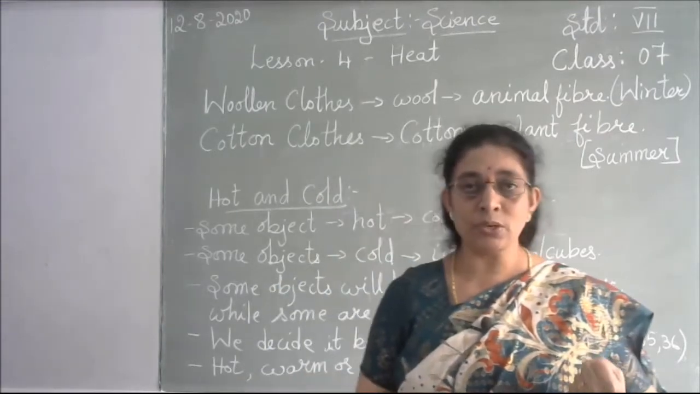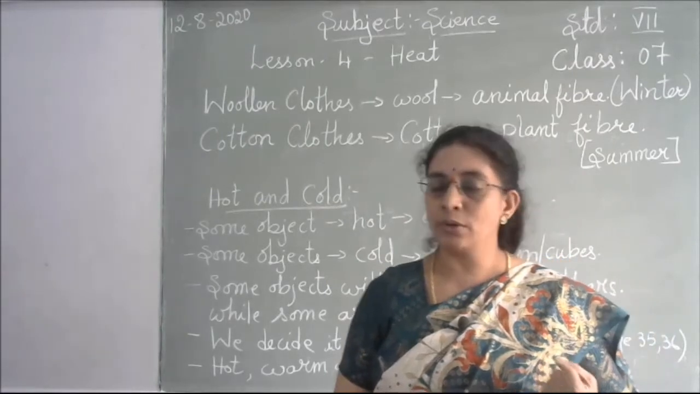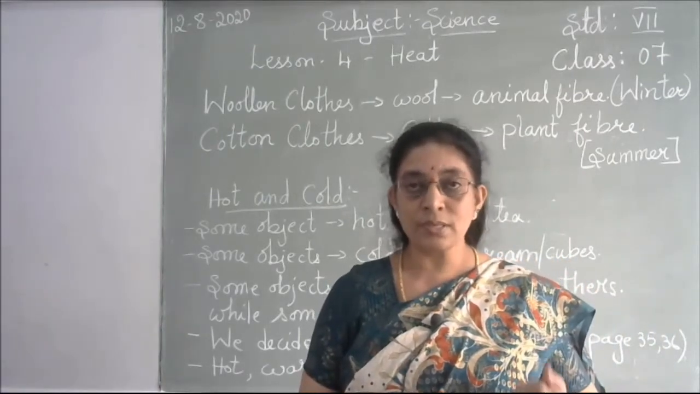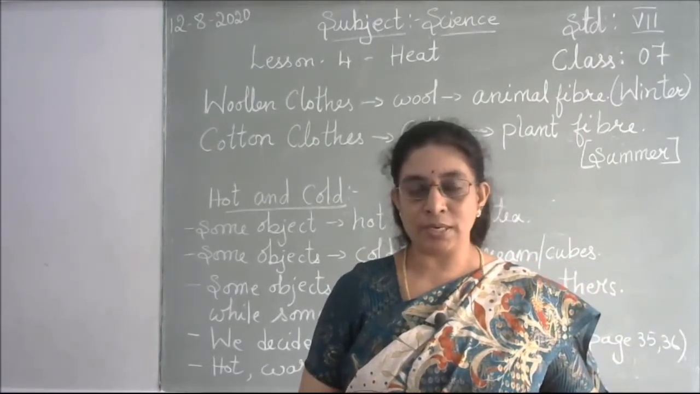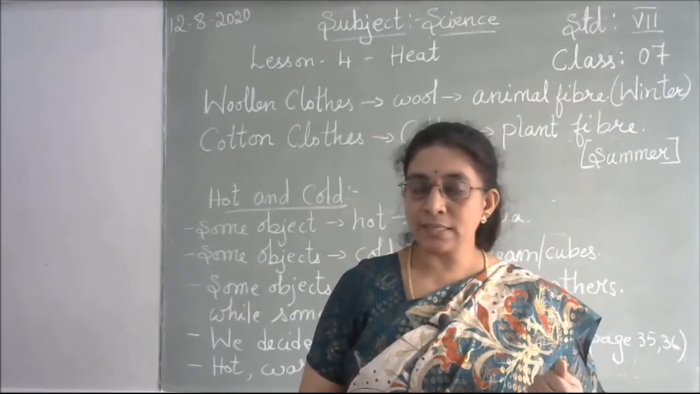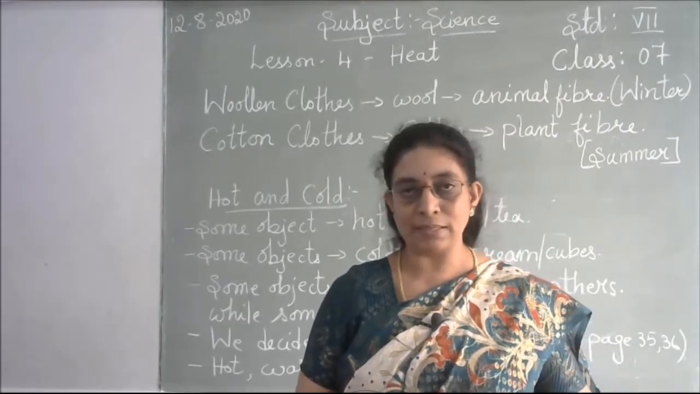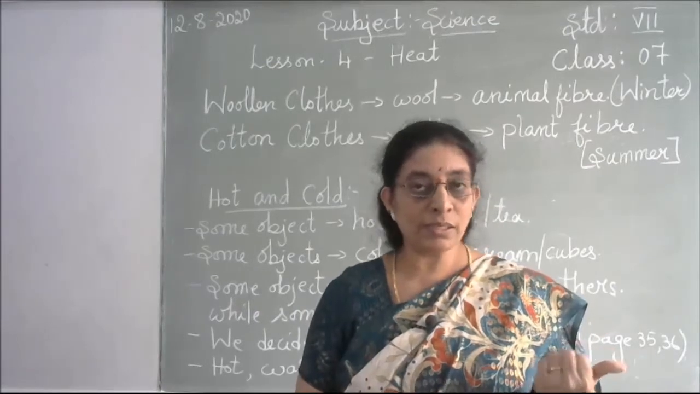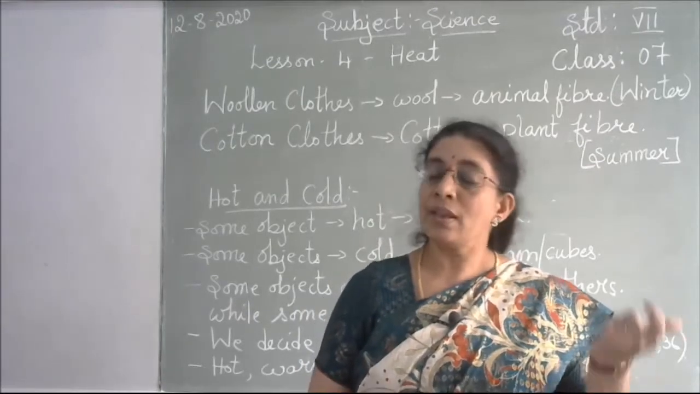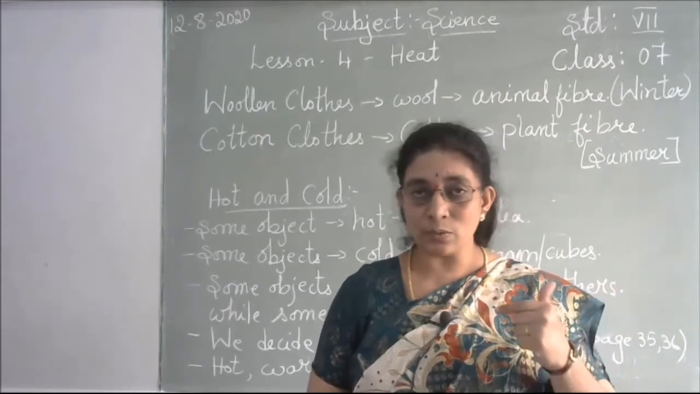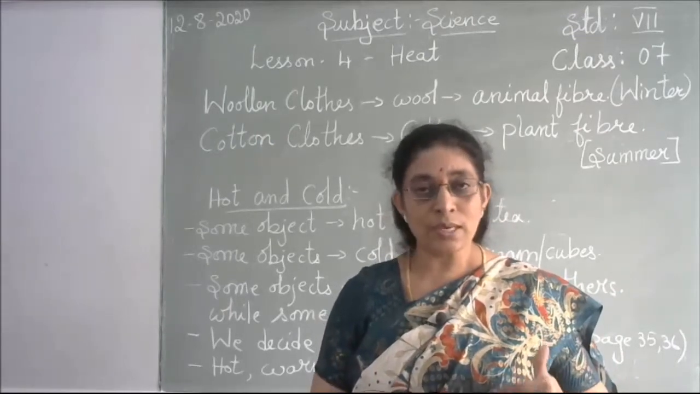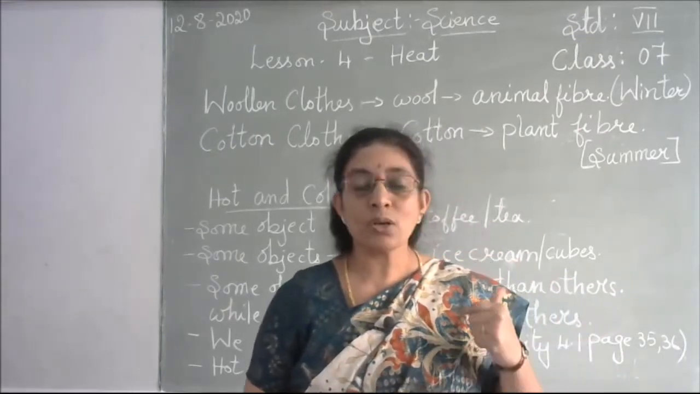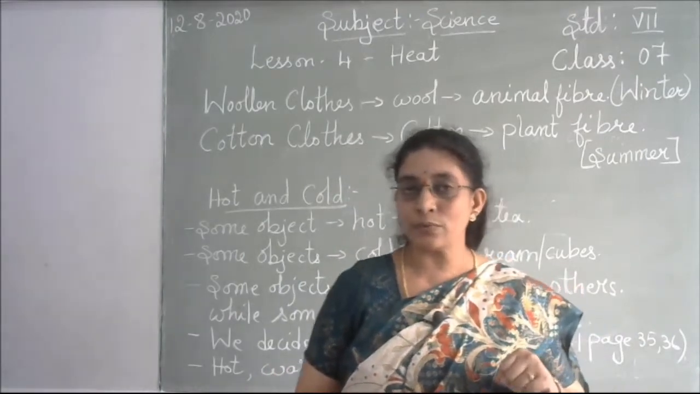Next, we use cotton clothes. Cotton clothes are a plant product. And from where do we get this? We get it from the cotton plant, and it is used during the summer season. And why do we use woolen clothes during the winter season and cotton clothes during the summer season? What is the reason for it?